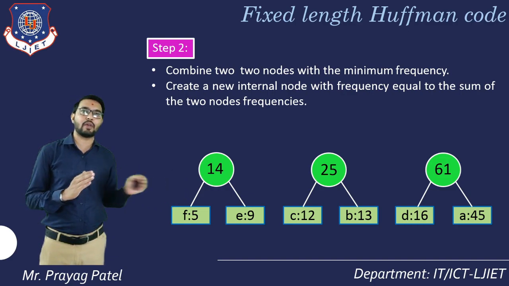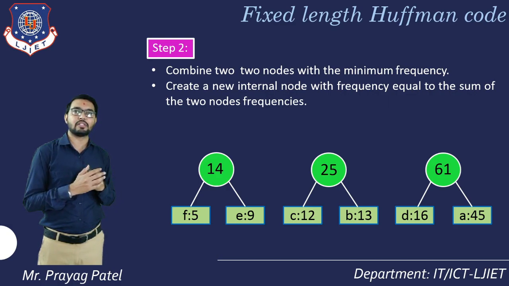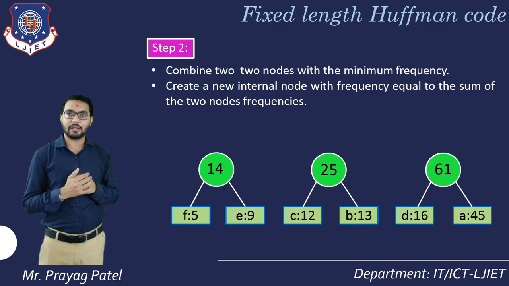Next two nodes, C12 and B13, combine these two nodes. The result is the addition of these two nodes, with frequency equal to 25. So consider the new internal node as 25.